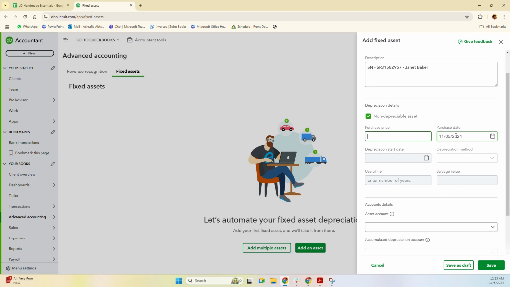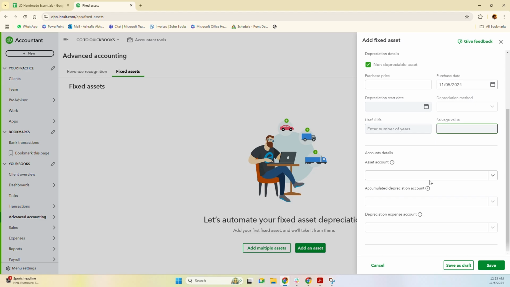Purchase price, we can put it in. Purchase date, we can put in. But depreciation start date is now no longer editable. Method is locked. So basically, if this asset is not depreciable, we can just simply add it as an asset and it will stay here as long as this is in our ownership. So let's toggle that off.